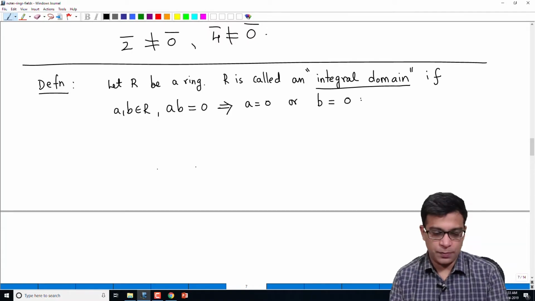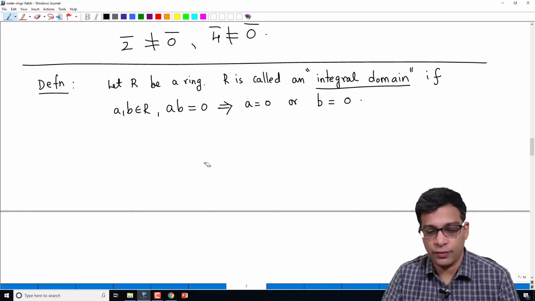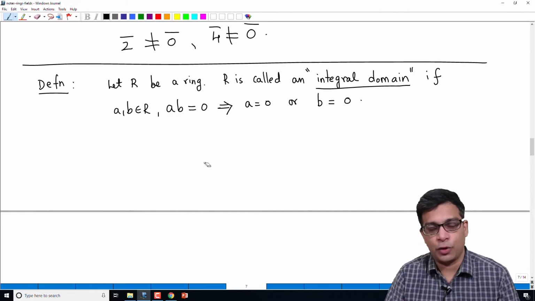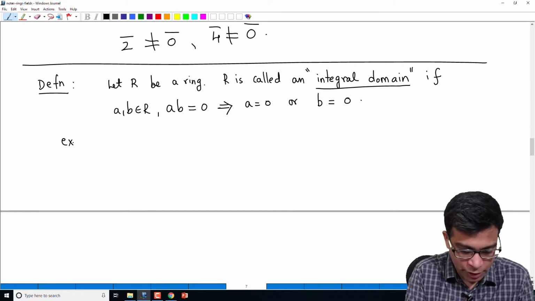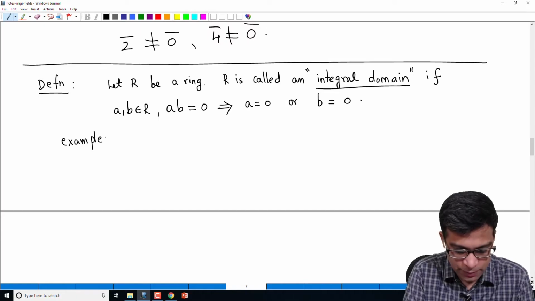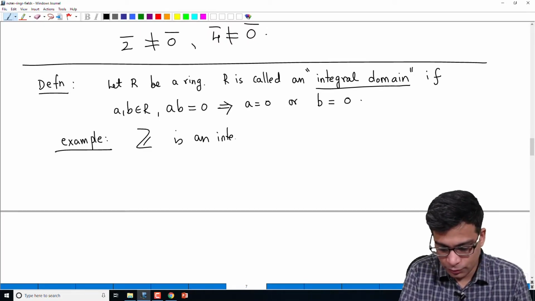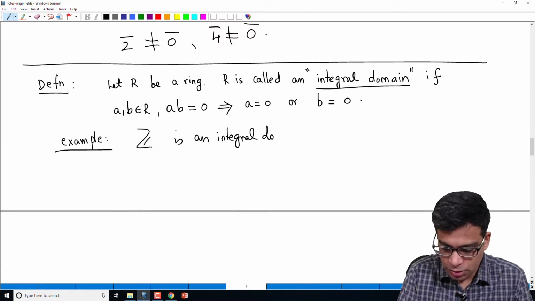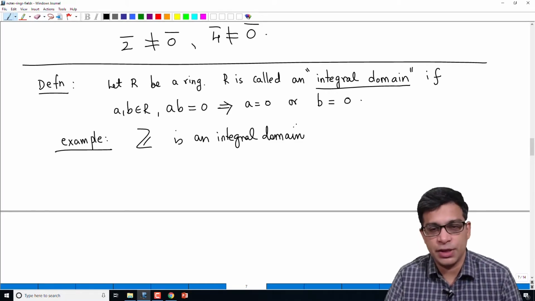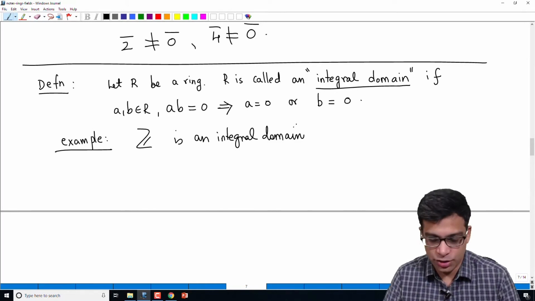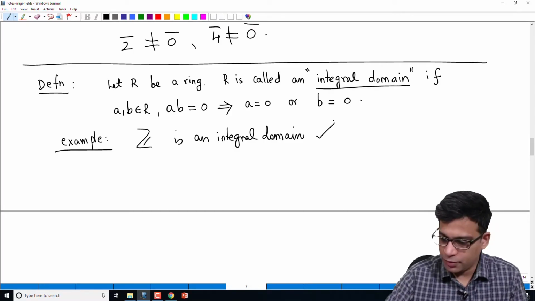So simply put, it says that if you have two elements in the ring whose product is 0, one of them must be 0. This is a very familiar property for us. For example, integers have this property. The most obvious example is that Z is an integral domain. This is because if you multiply two integers and you get 0, one of the integers must be 0. If both are non-zero, their product is also non-zero. So Z is an integral domain. This is easy.